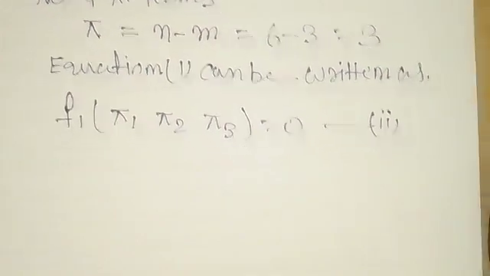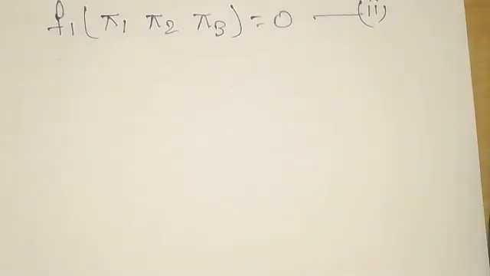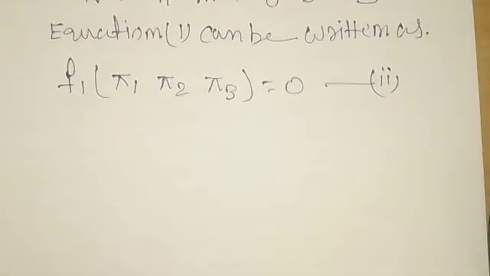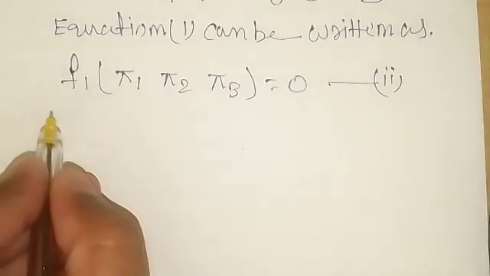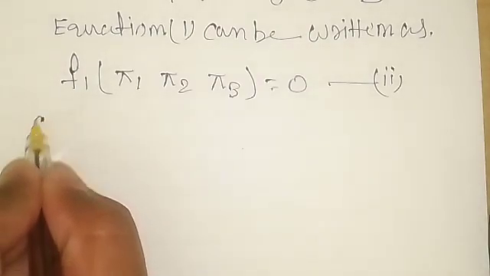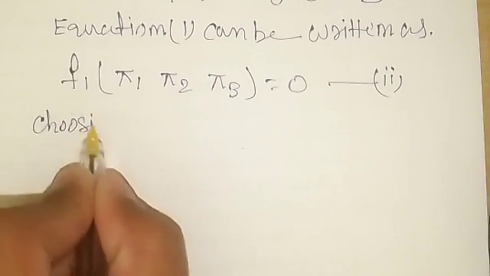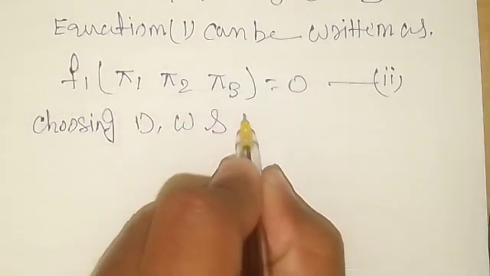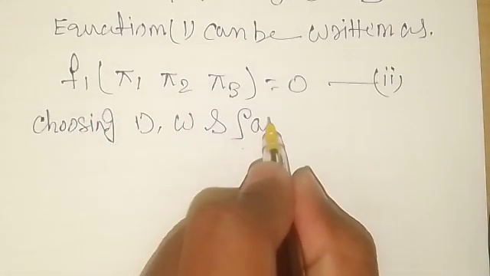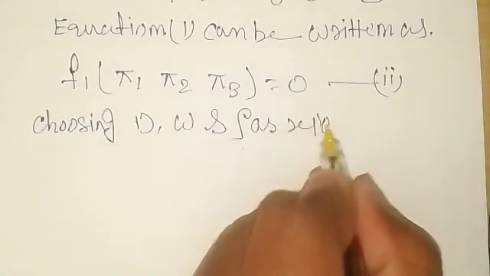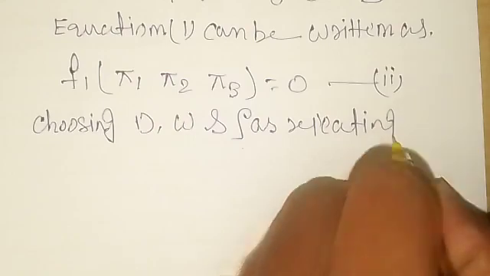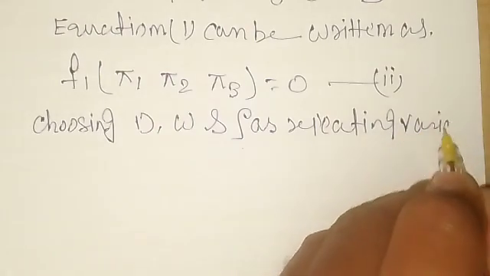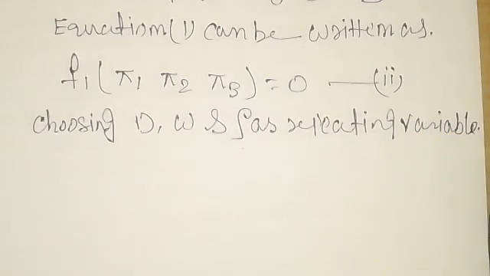So here we go again. We can write, choosing D, omega and density as repeating variables, as repeating variables. All right, repeating variables.